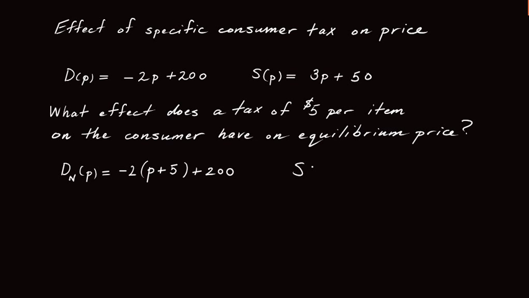Now the supply equation doesn't change because the tax is on the consumer. It doesn't change the behavior of the supplier, although we will see that the supplier is affected by this tax. Okay, so now we have two situations, the pre-tax demand and supply and the post-tax demand and supply. And to figure out the effect of a tax, we need to solve both of these for the equilibrium price and see how much it changes.